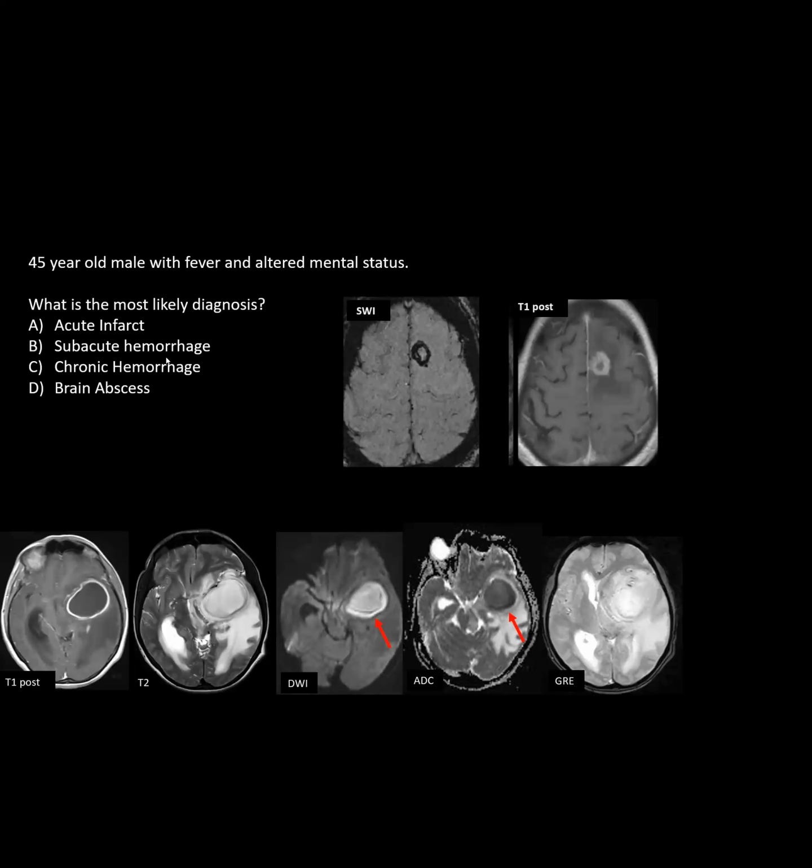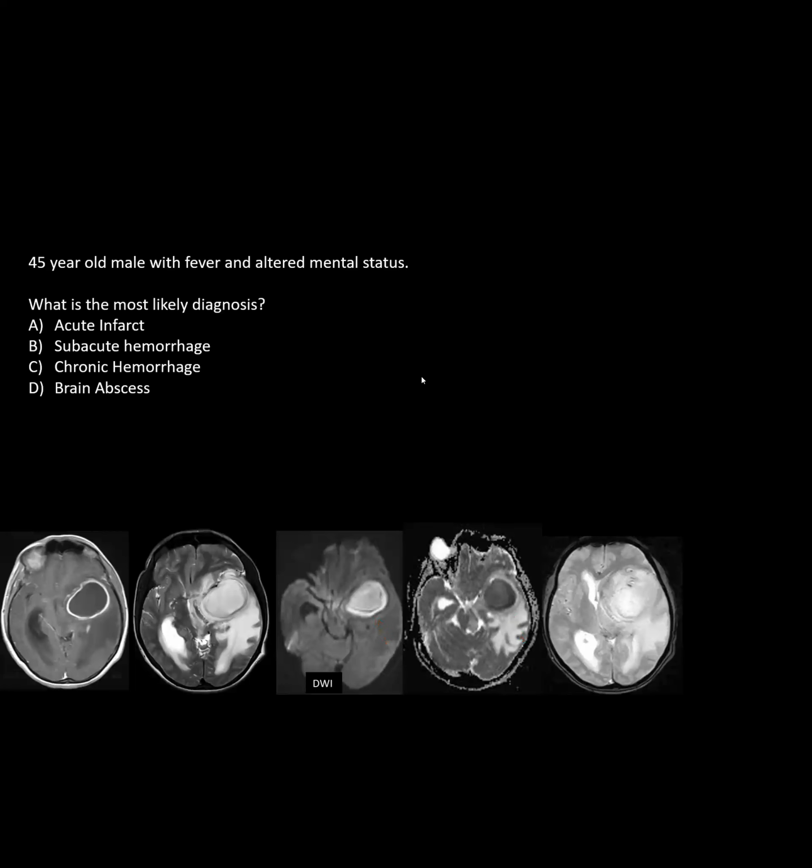Hemorrhage, like subacute hematomas, will form a capsule and can have rim enhancement too. But if you have hemorrhage, I'd expect to see susceptibility on SWI or on a GRE sequence. So the best answer here is going to be brain abscess.